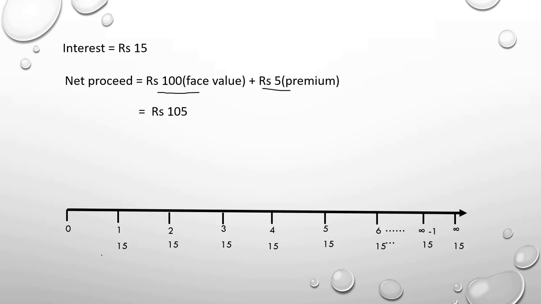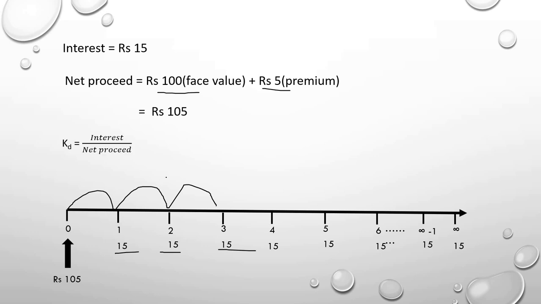Now in this number line, what we are saying is that every year we are paying 15 rupees as interest, and this is your 105. That means the company is getting 105 rupees right now, and every year the company is going to pay 15 rupees as interest, and even the company is not aware till when it is going to pay. So this is your perpetuity.